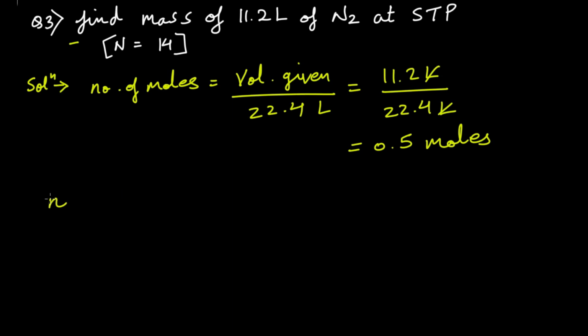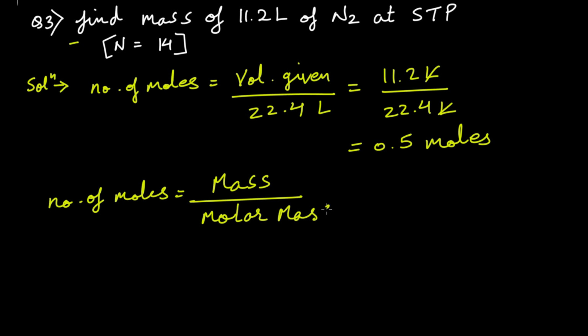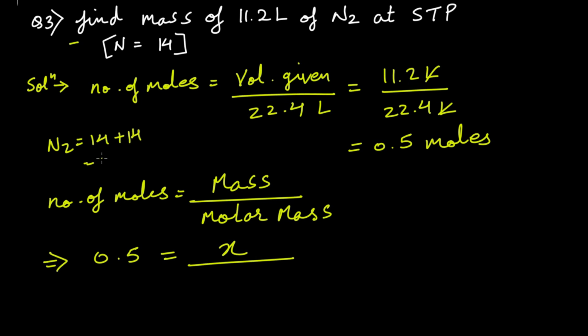Use the second formula. Number of moles is equal to mass upon molar mass. Now you have number of moles 0.5 is equal to mass. You have to find it, put it as X, and molar mass of N2. Molar mass of nitrogen is 14. So molar mass of N2 will be 14 plus 14 is equal to 28. So you will write 28.